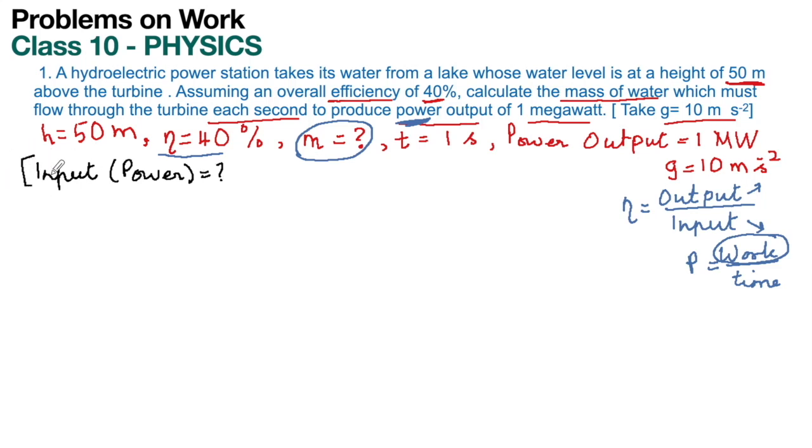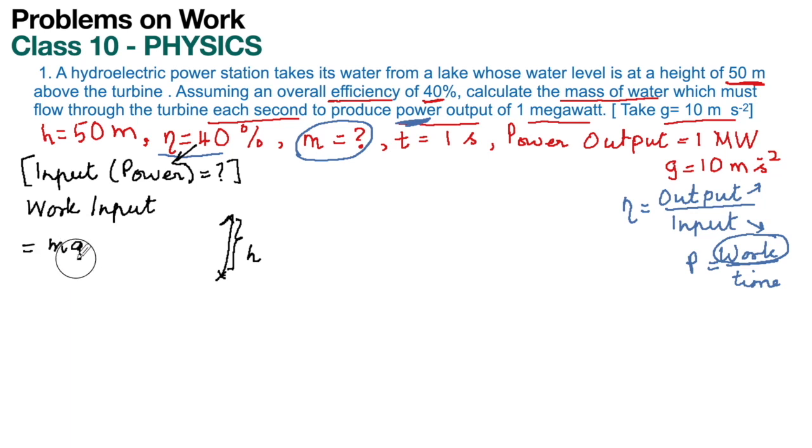This is our first question. This is the hidden question. This is not given over here, but in order to connect with efficiency, we will need power input. So what is power? Work upon time. So we need to find work input first. Now what is work input? Anytime anything is lifted up through a vertical height of h, remember, the work done is mgh.